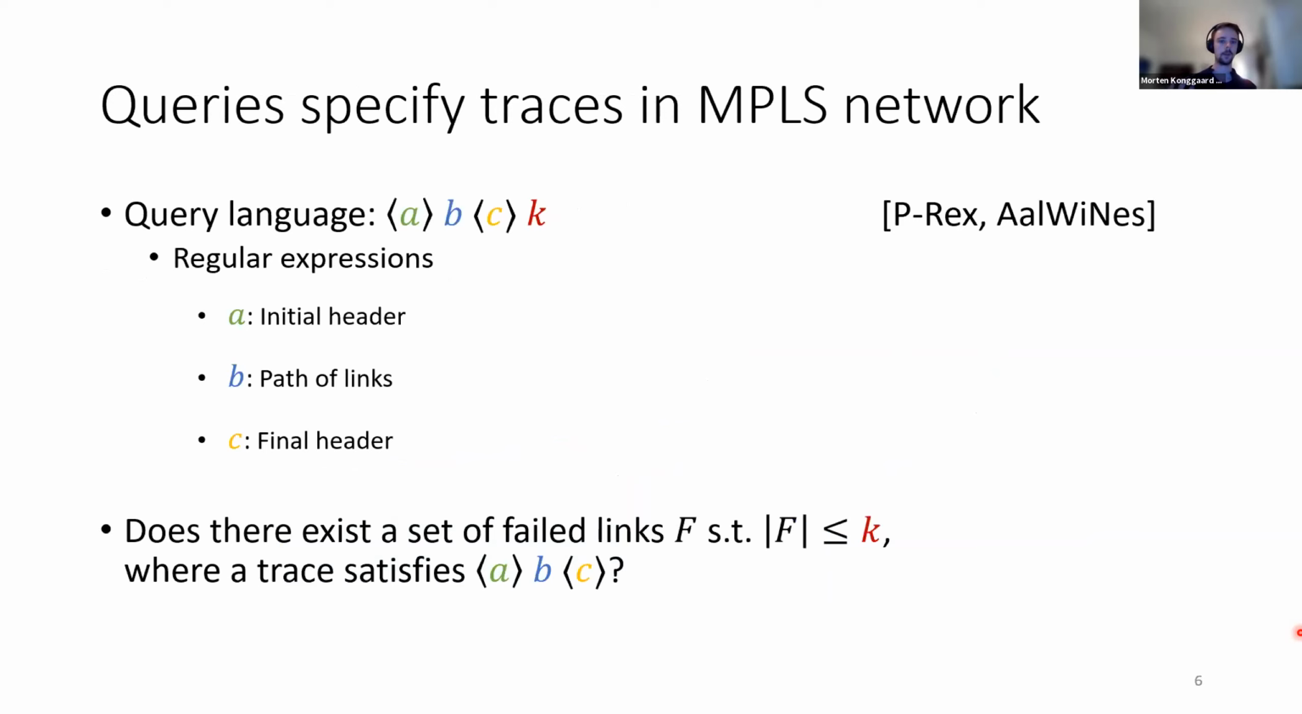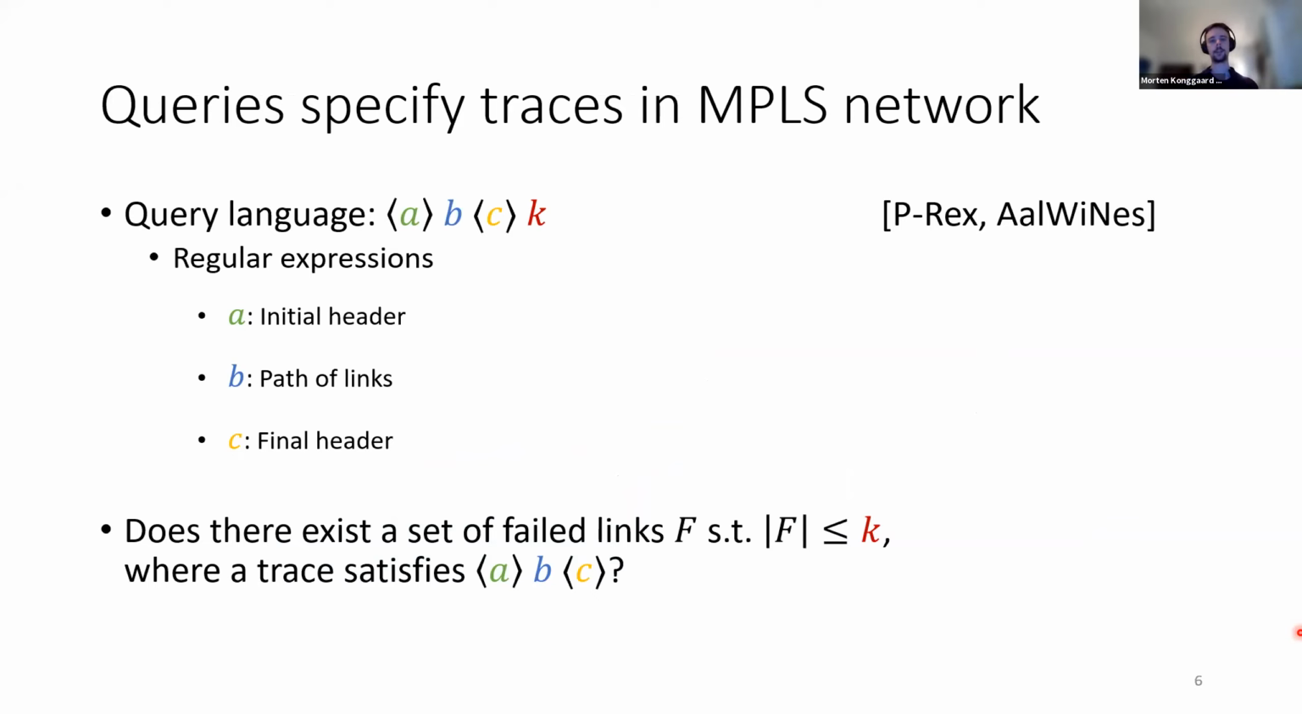So in prior work, we've seen the query language, and we use this to specify the types of traces that we're looking for in an MPLS network. And depending on the type of property we want to verify, we might either want this trace to be there, or we want to make sure that there are no traces that satisfy this.